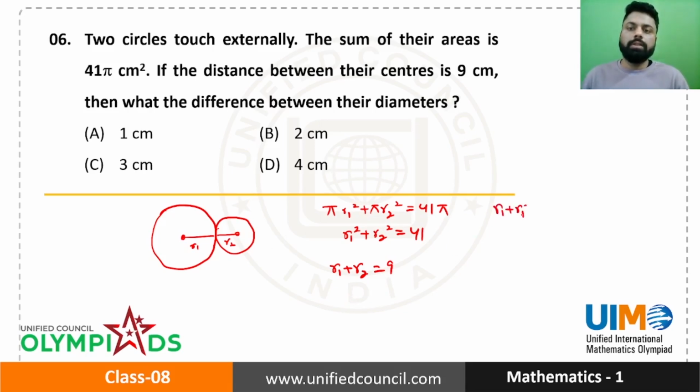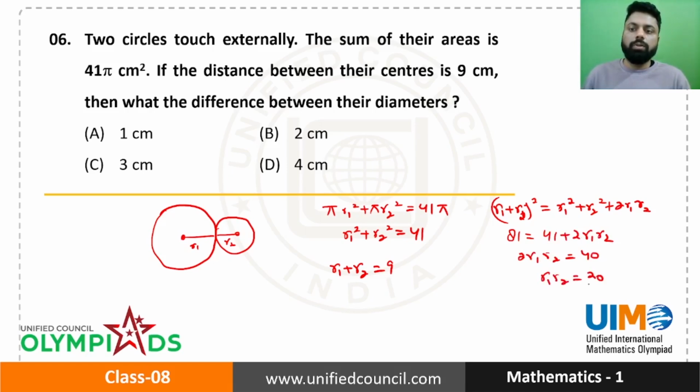So r1 plus r2 whole square is equal to r1 square plus r2 square plus twice of r1 r2. 81 is equal to 41 plus twice of r1 r2. Twice of r1 r2 is equal to 40, or r1 r2 is equal to 20. Now r1 plus 20 upon r1 is equal to 9. r1 square plus 20 minus 9 r1 equal to 0.